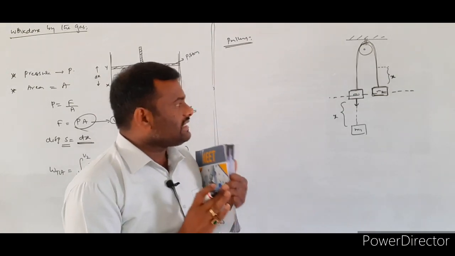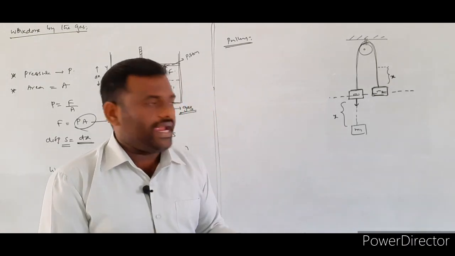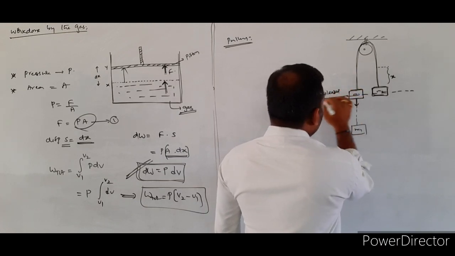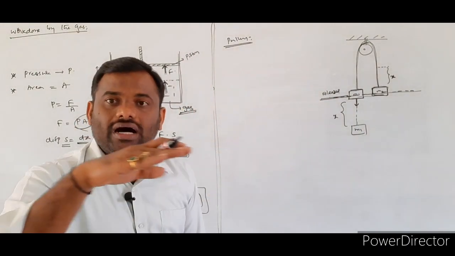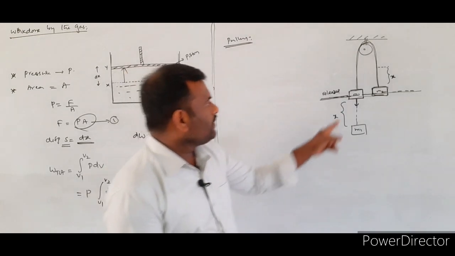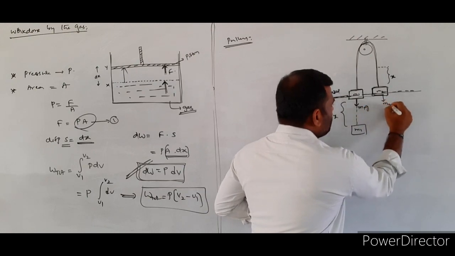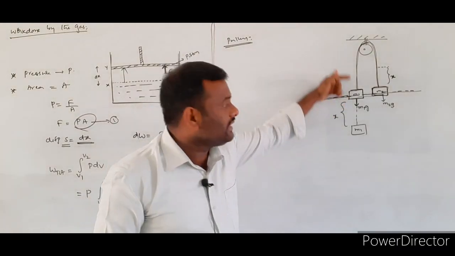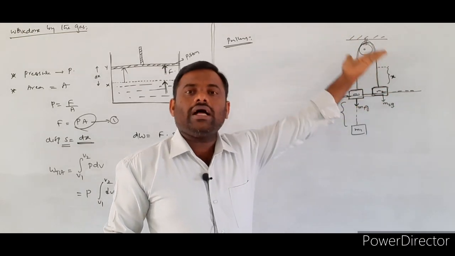Here also I consider the same concept. I consider two blocks having masses m1 and m2, and initially they are released from the same horizontal level. Its weight m1g acts in the downward direction, and its weight m2g is also acting in the downward direction. Since m1 is the heavier block, it moves in the downward direction. m2 is the lighter block, so it moves in the upward direction.